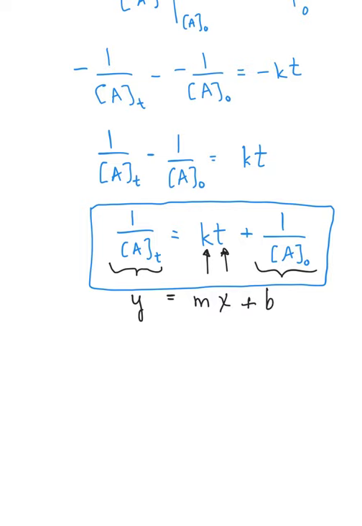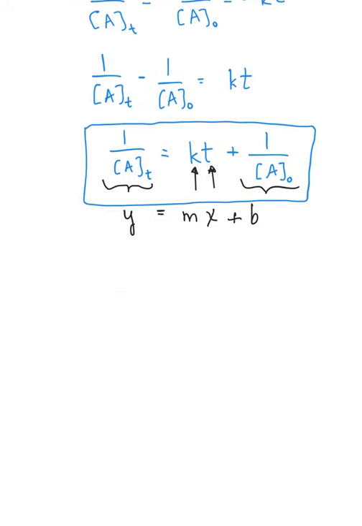If we sketch a plot for what this relationship might look like, we'll now put on our vertical axis 1 over A as a function of time. On our x-axis, again, we'll place time. In this event, 1 over A at time 0 is still greater than 0. Perhaps it's somewhere here along our vertical axis.